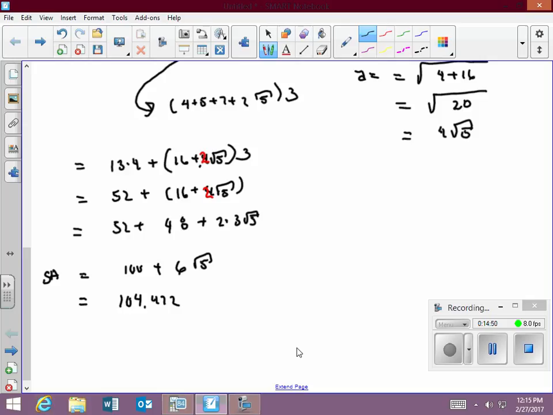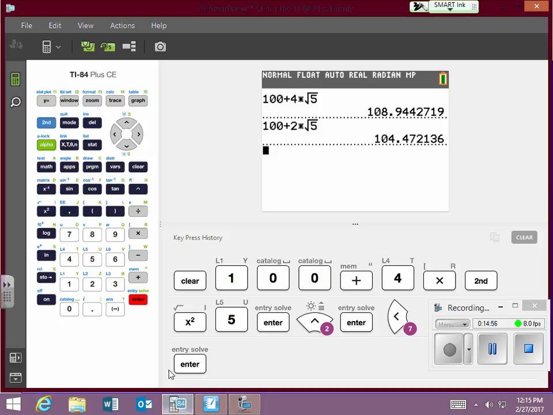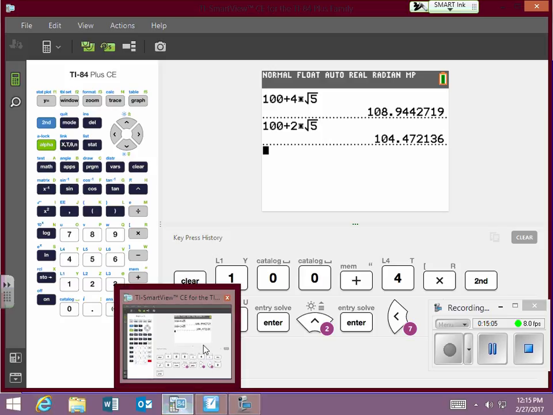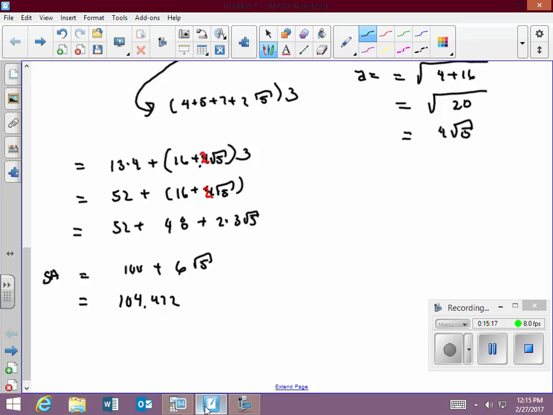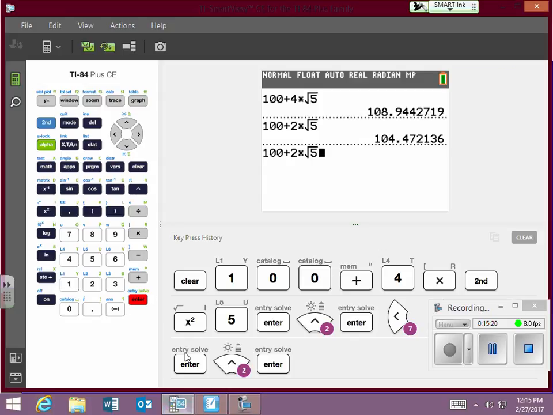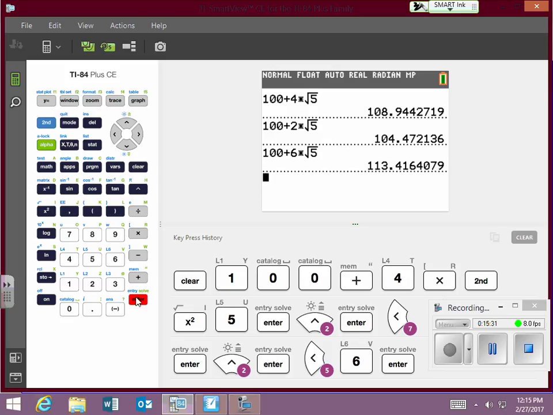Something's not right. Did I put it in the calculator wrong? Maybe. You got 2 up there, not 6. But let's see. Okay. So enter. What was it? 6. Enter. 113.